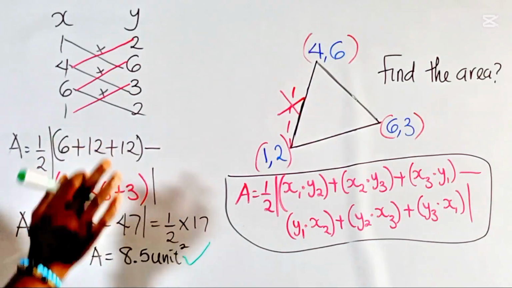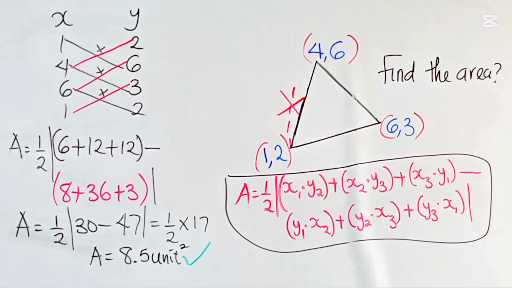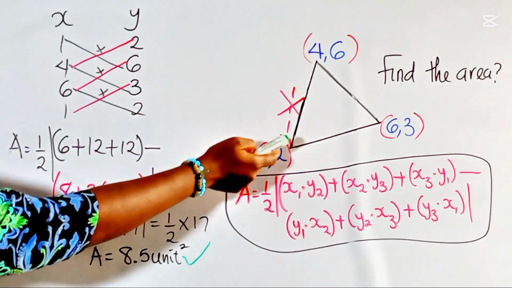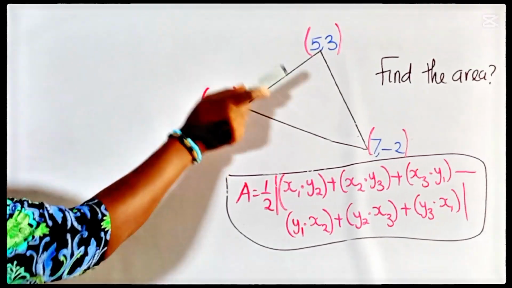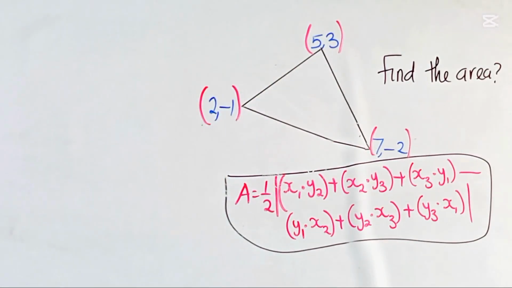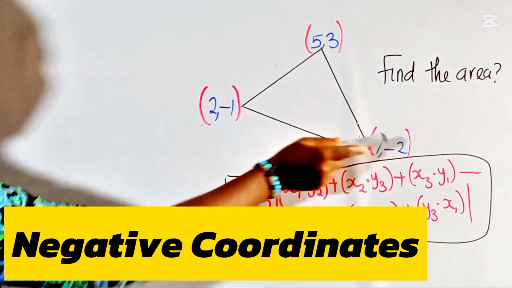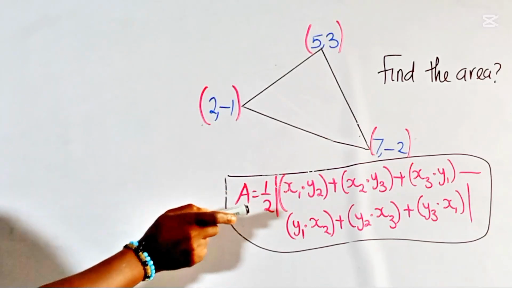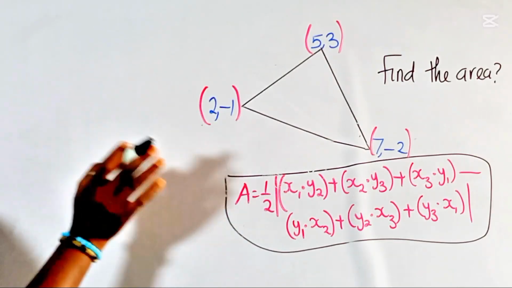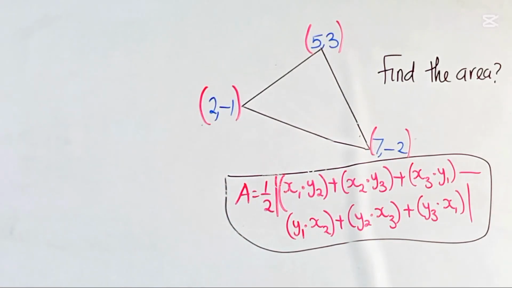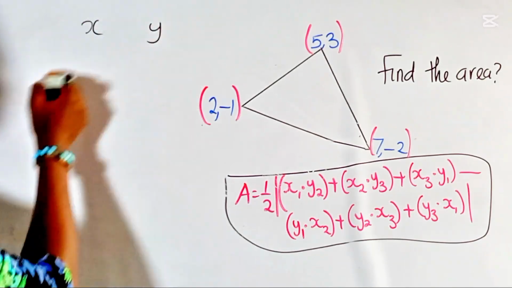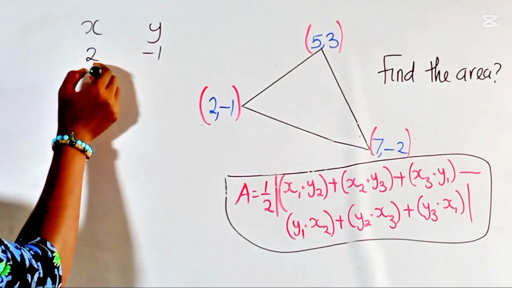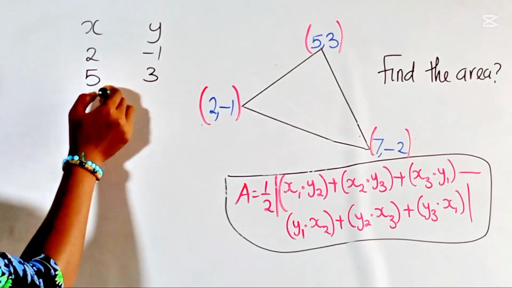So that's the idea. Let's run it one more time with another example, this time with negative coordinates. Now here is where most students mess up. Negative coordinates. The formula is the same. Just watch your signs carefully and you'll find it very easy to do. We're going to draw a pattern, the x and y. So have x and y. x1 is 2, y1 is minus 1, x2 is 5, y2 is 3, x3 is 7, y3 is minus 2.